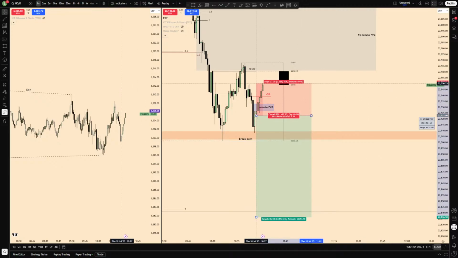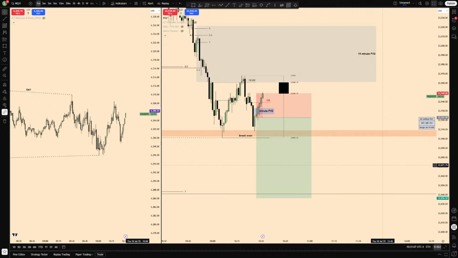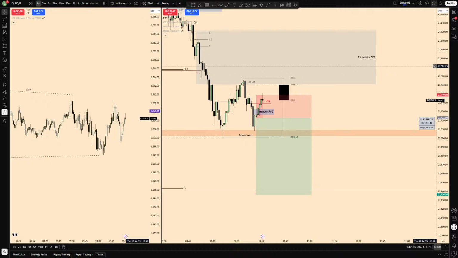That's the stop right there. We could just be met with a consolidation here just because of the uncorrelated assets. SMTs on both sides of the range.